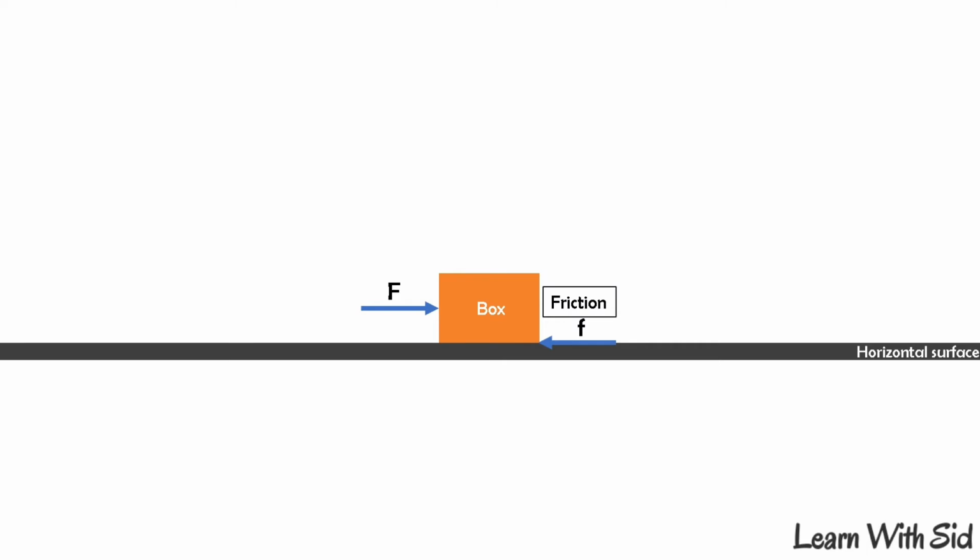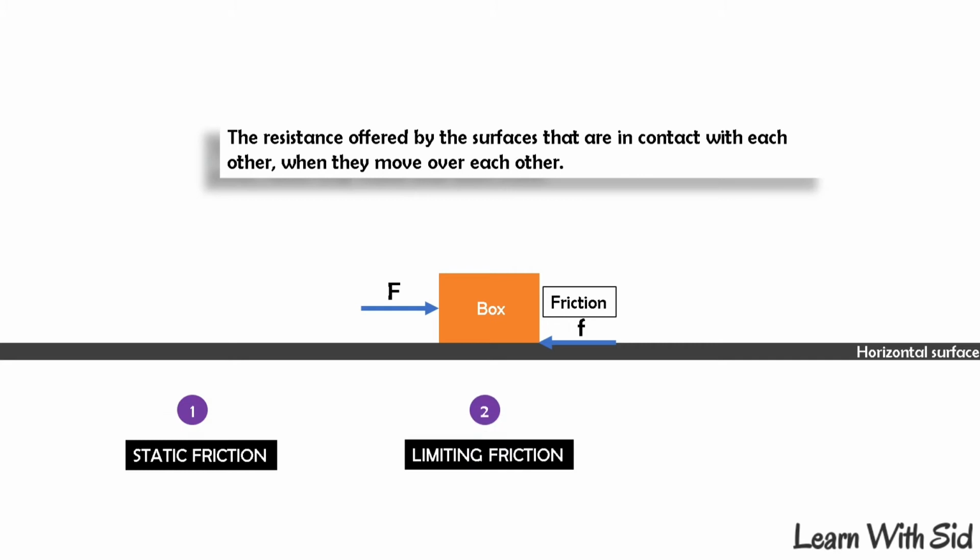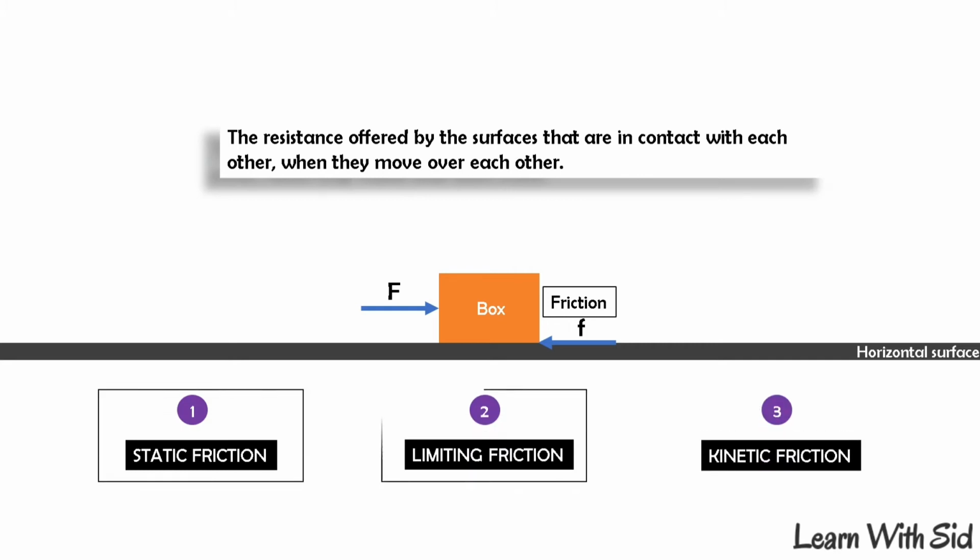So we can now define the frictional force as the resistance offered by the surfaces that are in contact with each other when they move over each other. So this is known as frictional force. There are three types of frictional forces: static friction, limiting friction, and the final one is kinetic friction. In this video, we'll discuss these three.